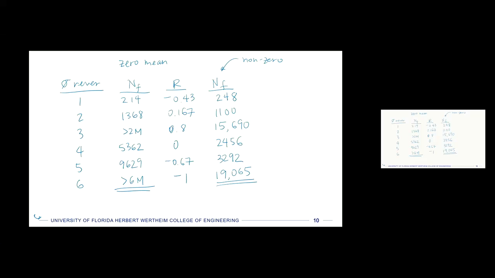that we had, if we account for the non-zero mean stress, we actually get a few more cycles out of it. It went from 214 up to 248. So that's the first one. The other ones dropped though, right? The second one went from 1368 to 1100. The third one went from 2 million to 15,000. That's a big change, right? That's a change of like 2 orders of magnitude. The fourth one changed by about a factor of 2. The third one changed by about a factor of 3. And then the last one is also very significant.